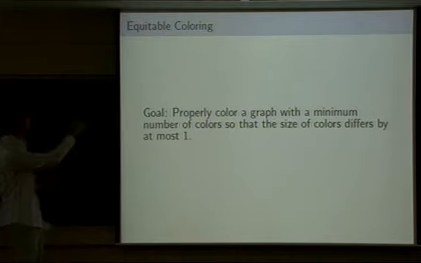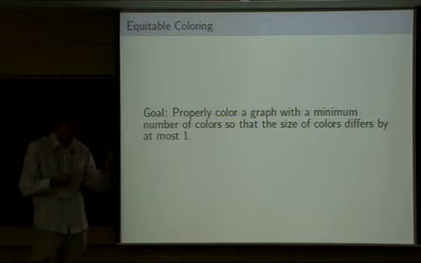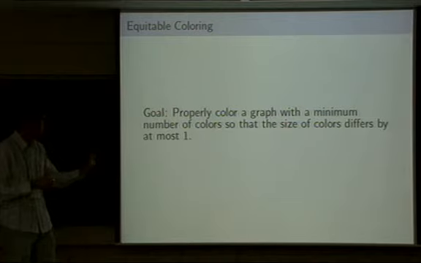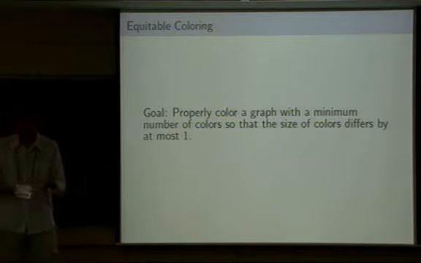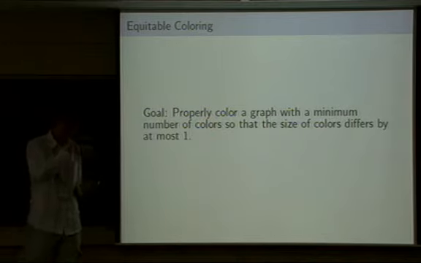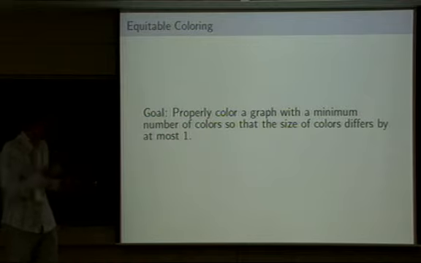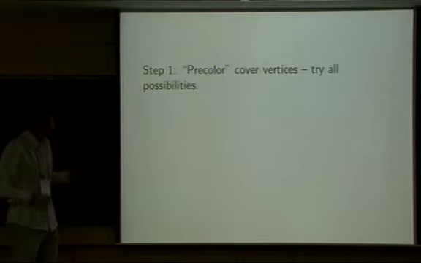So for instance, equitable coloring is a problem where we want to find a proper coloring of a graph, but the sizes of the color classes differ by at most one. So let's say you want to use 5 colors, but then the number of occurrences of each color has to be almost the same, up to a difference of 1. So how do you do that?